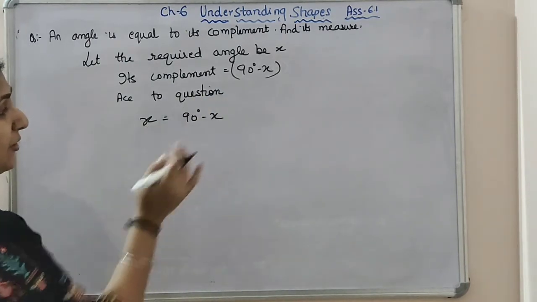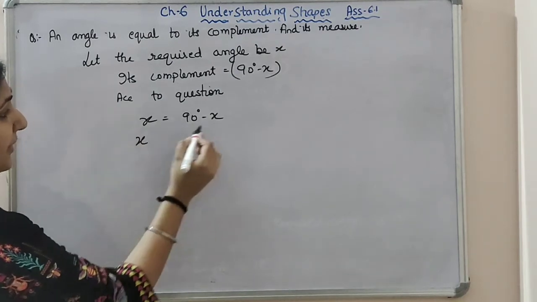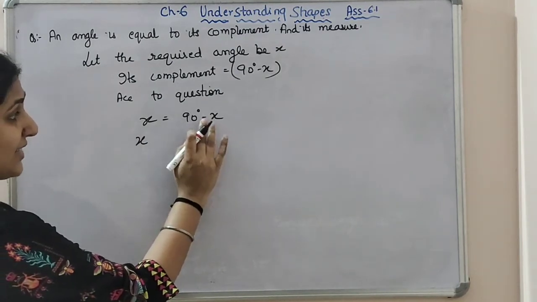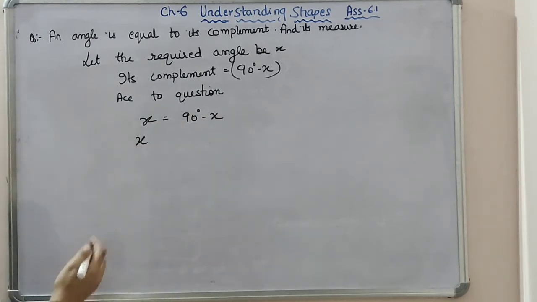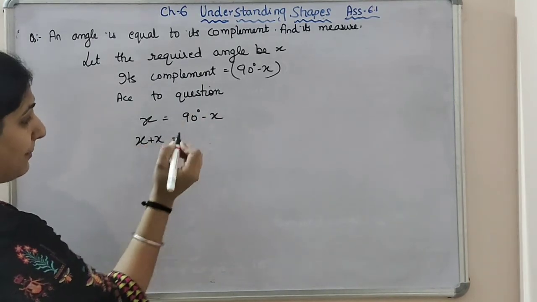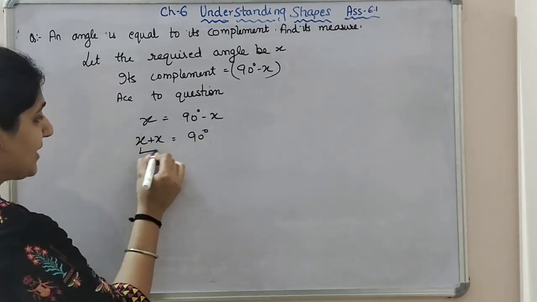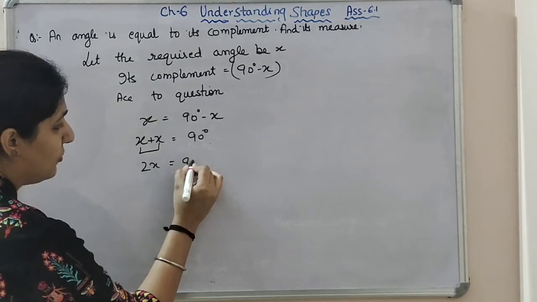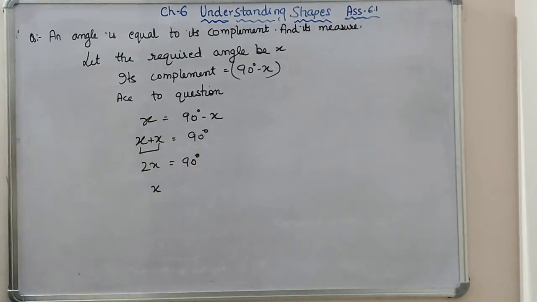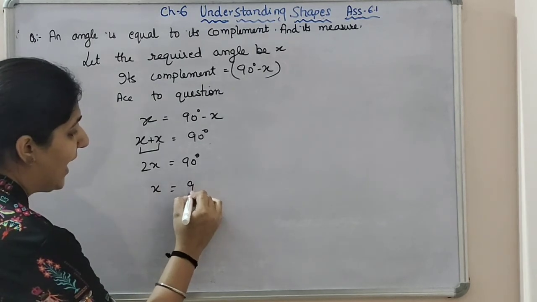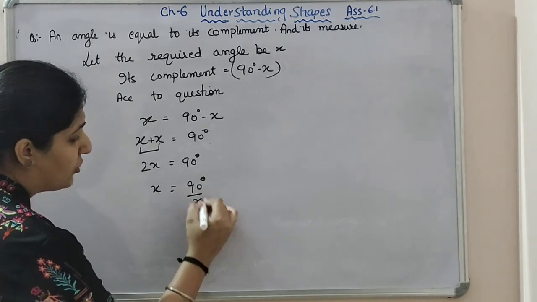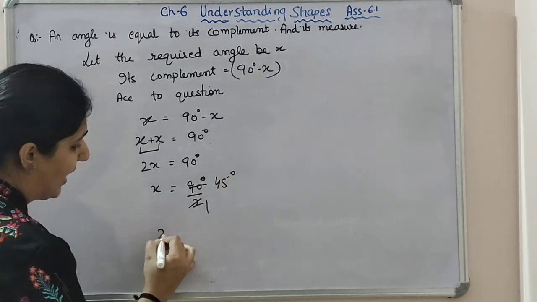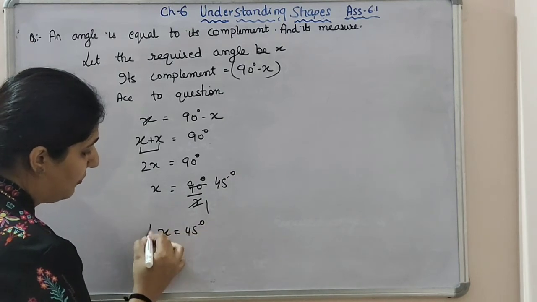So we have to find out the value of x. x will stay here. Now x is minus on the right hand side, and to shift it here the sign will change, that will become plus. So x plus x is 2x is equal to 90 degrees. Now we have to find out the value of x. So we will keep x only and 2 will go in division. So it will be 45 degrees. So x is equal to 45 degrees.